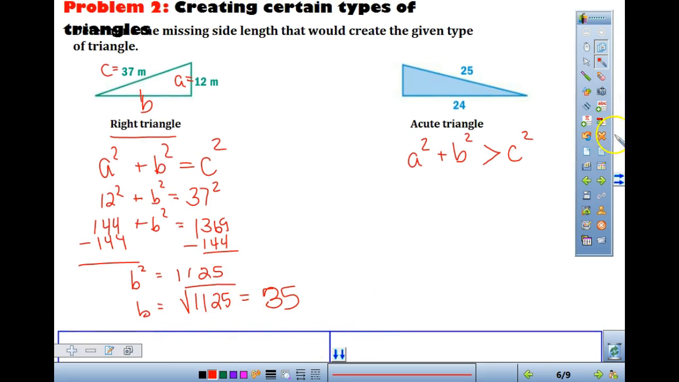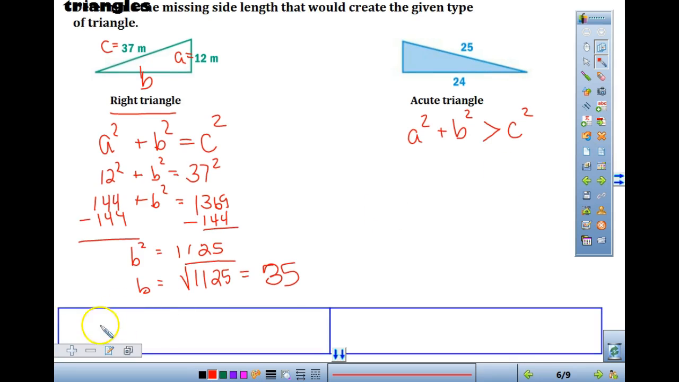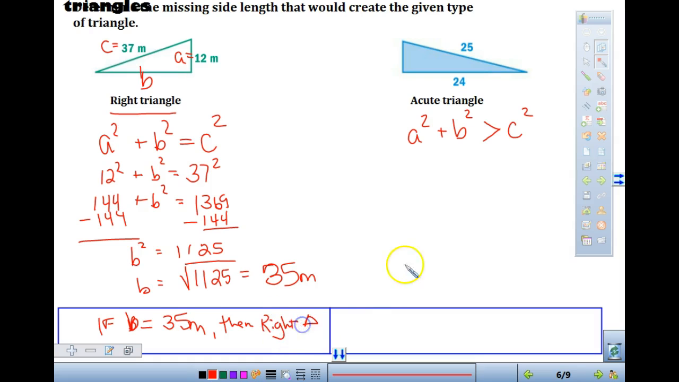We're going to put down something like if B is equal to 35 what? Meters. Then we have a right triangle. So this one, we're looking at our picture. As I look at that picture, Hunter, start me off. What do you want to think of as your A? There's no A.